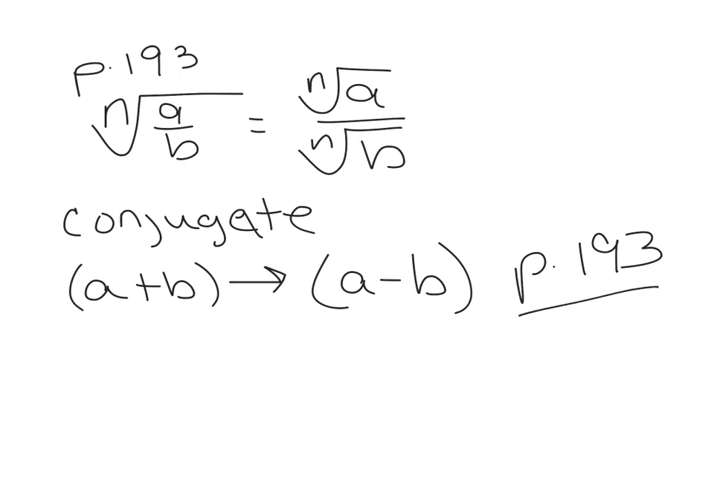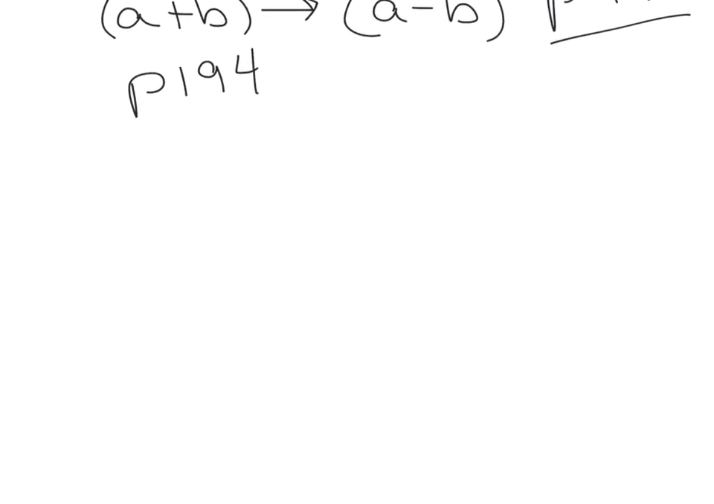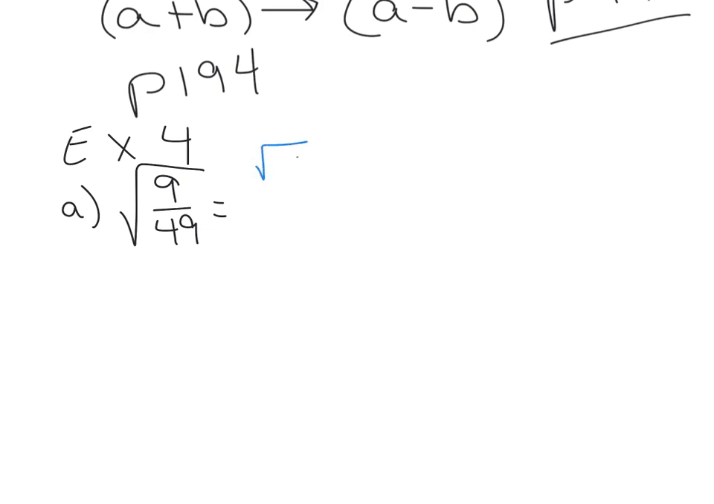But we're going to go to the next page, page 194, and we're going to start with example A. Example 4, letter A. It says the square root of 9 over 49. And again, using the rule for division, you can separate this numerator and this denominator and simplify them individually. The square root of 9 is 3, the square root of 49 is 7, so this turns into 3 over 7.